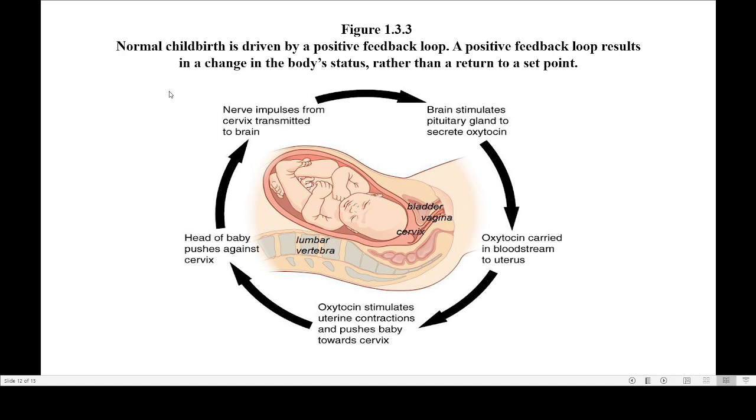This figure represents childbirth driven by a positive feedback system. As you can see, the head of the baby pushes against the cervix. Here the stretch receptors are present, and they act as a sensor. They produce impulses that travel to the brain. The brain releases oxytocin from the pituitary gland. Oxytocin is carried in the bloodstream to the uterus, and this oxytocin stimulates more forceful contraction of smooth muscle, pushing the baby towards the birth canal. When childbirth occurs, there is no more stretching and no more release of oxytocin, and this ends the positive feedback system.